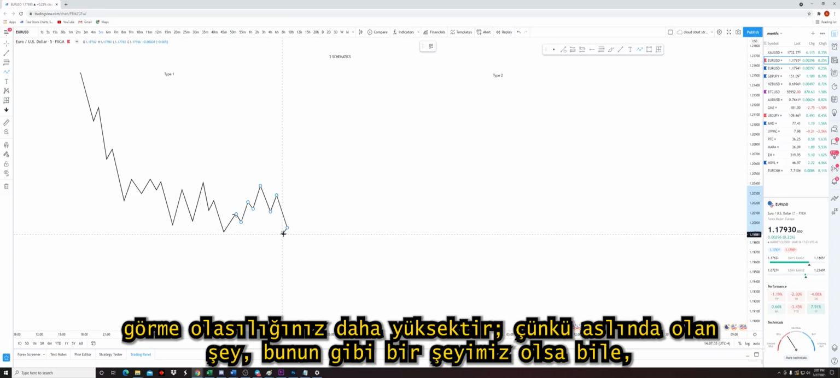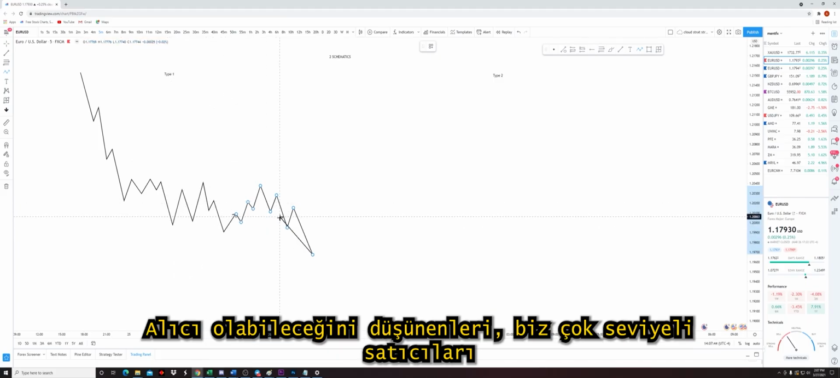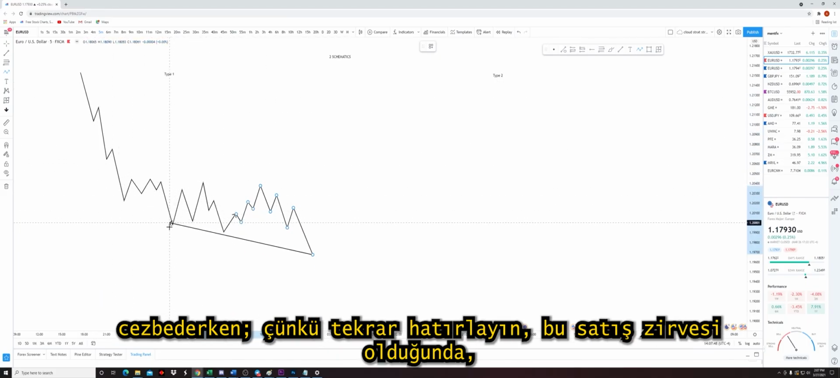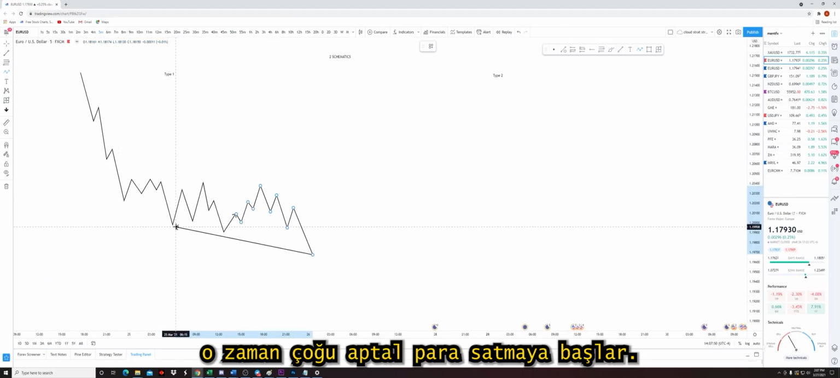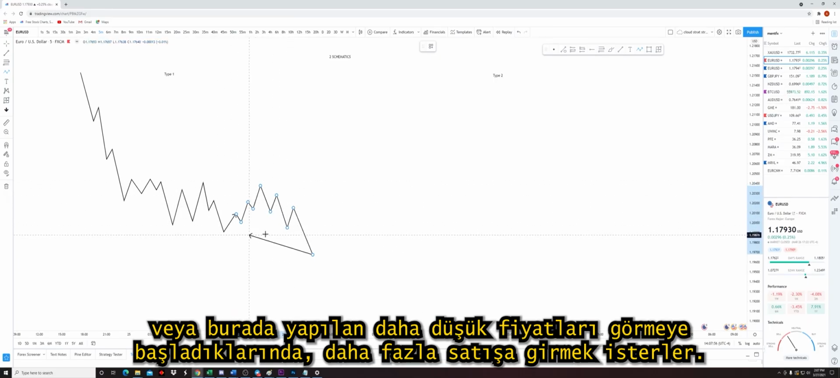this point. Because what's actually happening, right, even if we have something like this, is we're liquidating every possible buyer that was in any of this market that was thinking it might be a buyer, as we're enticing multi-level sellers. Because again, remember, when this selling climax happens, that's when most dumb money begins to sell. So when they start to see potential moves like this, or even lower prices that are made here, they're wanting to get into more sells.